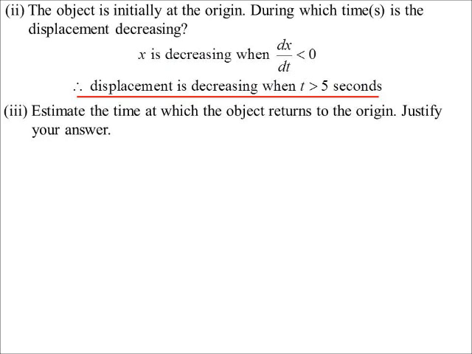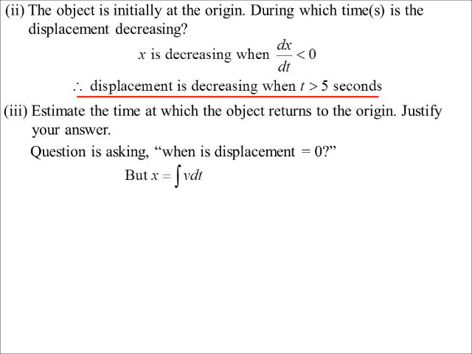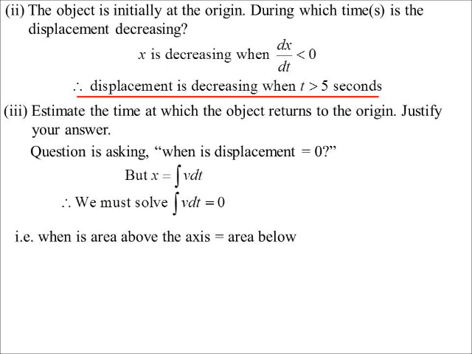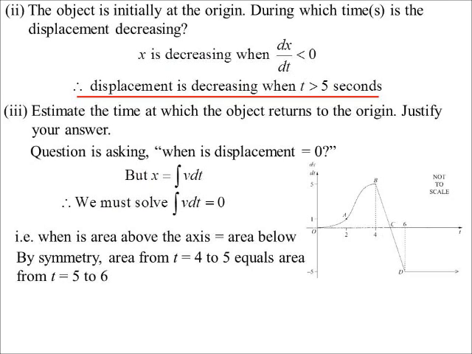Estimate the time at which the object returns to the origin. So it's asking, when is displacement equal to 0? We're back where we started from. It's like the last one: displacement is the integral of velocity, so we want to know when that integral is equal to 0. So when's the area above equal to the area below? We're going to need our graph there. From symmetry, those two triangles, from t equals 4 to 5, will be the same as the triangle from 5 to 6. So I know those two bits cancel out.